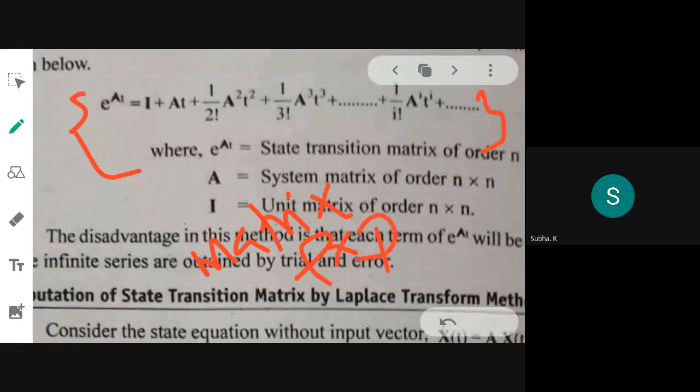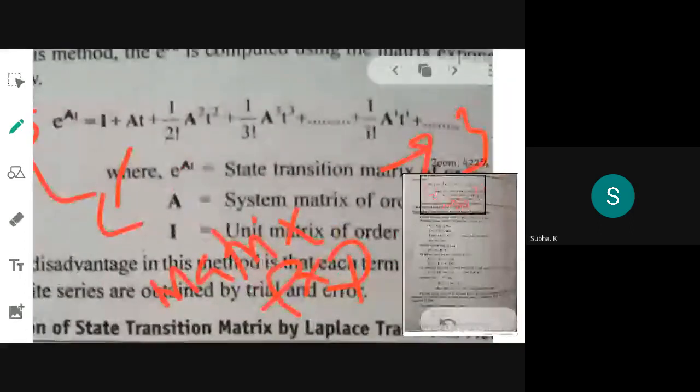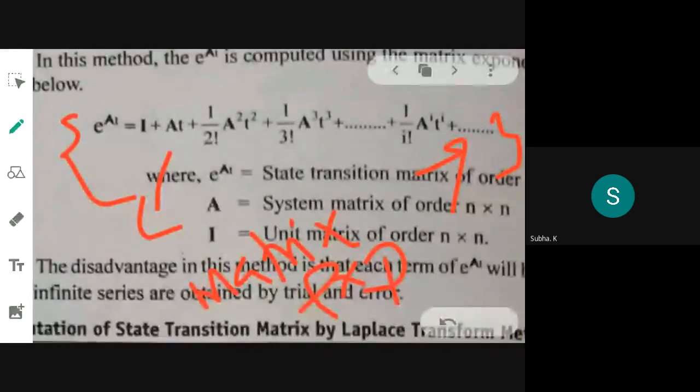Make a note. e power At is equal to I plus At and so on, where I is the identity matrix, that is the unity matrix, and A is the system matrix. You have to substitute I and A in the given formula. They will give you the A matrix or a state space model, with the help of which you will be asked to calculate the state transition matrix. So the formula is like this. You need to calculate e power At by the matrix exponential method.